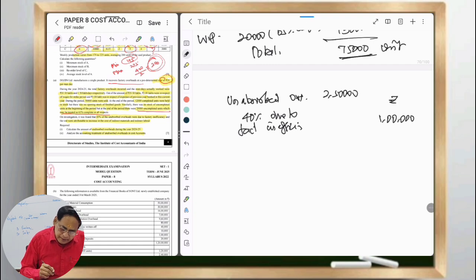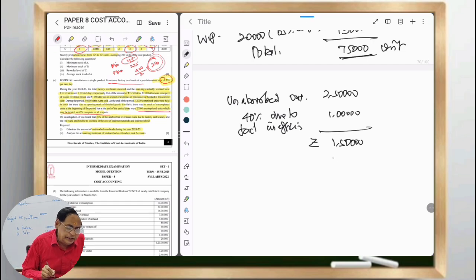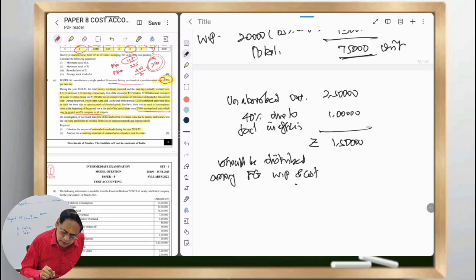And then the remaining, suppose if we deduct 1 lakh, so 1,50,000 rupees should be distributed among finished goods, work in progress, and cost of sales. How much finished goods? 50,000, work in progress, and then closing stock 12,000, and cost of sales 50,000.